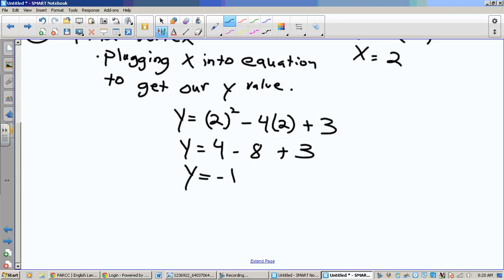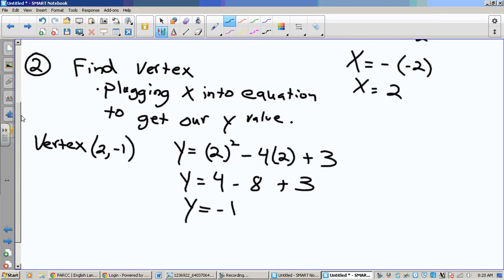All right. So our vertex here is 2, -1. So we know that that's going to be a point. It's either going to be a maximum or a minimum. And this is where we would want to say, before we start our table of values, is it a maximum or is it a minimum?